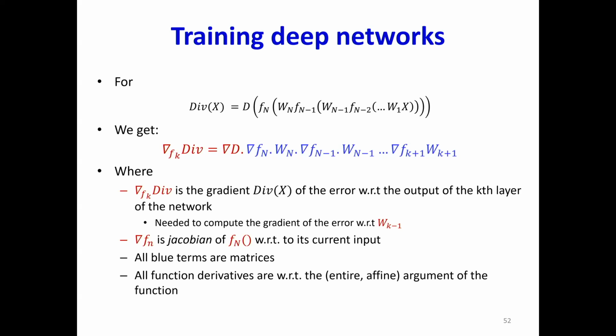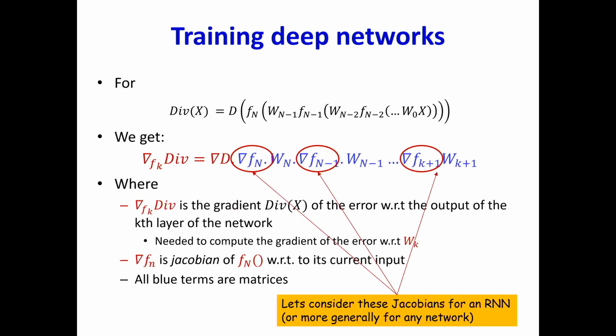So all of the blue terms are matrices. A Jacobian is a matrix. A weight is a matrix. Every single term is a matrix, right? And you can see why this works. The derivative of the loss with respect to a column vector, which is the output of any layer, is going to be a row vector. The derivative of the loss with respect to the output of the network is also going to be a row vector. A row vector multiplying a matrix is a row vector. All the dimensions will match up. But anyway, this is the formula, right? Now let's consider these Jacobians.